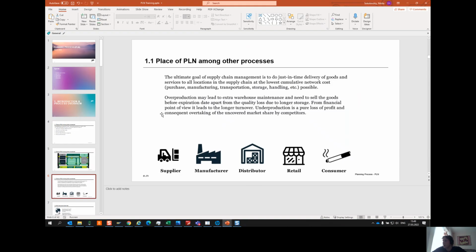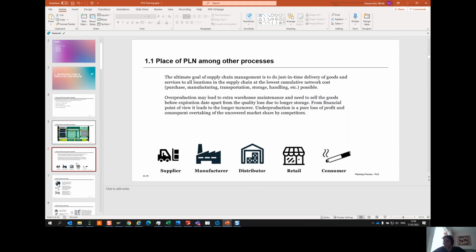And underproduction is, of course, a loss of profit, because it means that we couldn't cover the demand, and it was probably taken by our competitors, right? Because there cannot be an empty place on the market. If people want to smoke, they will smoke. If we cannot provide them with enough production of our own company, then they will buy production of another company, which we don't want, obviously.